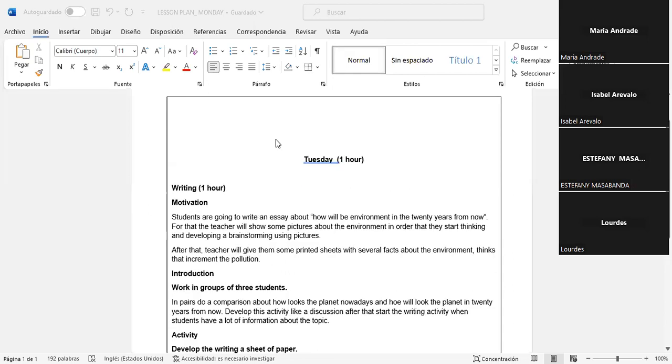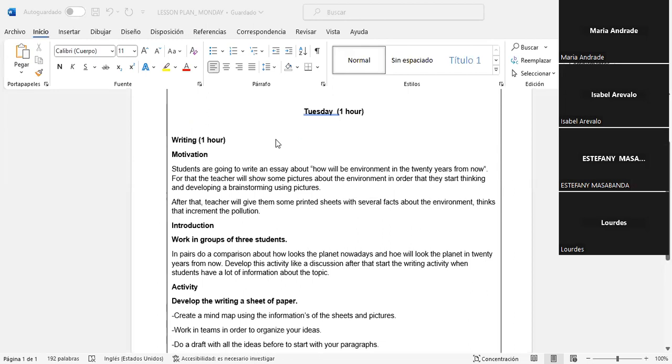Stephanie. Okay, Miss. I prepare a plan. It's about writing. Students will develop a writing activity for the next Tuesday, and it's for 1 hour. For that, I wrote a motivation. Students are going to write an essay about how the environment will be in 20 years from now. For that, the students will use the future form.